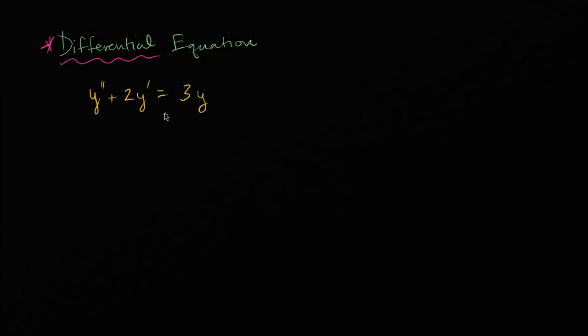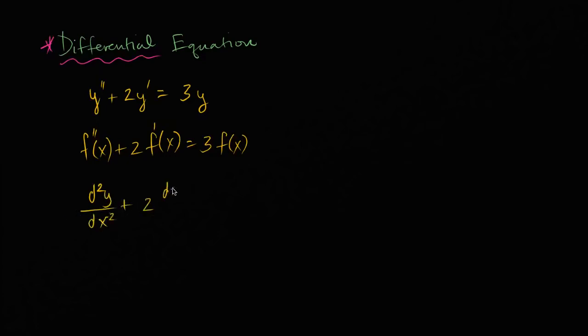Another way we could write it, if we said that y is a function of x, we could write this in function notation. We could write the second derivative of our function with respect to x plus 2 times the first derivative of our function is equal to 3 times our function. Or if we wanted to use the Leibniz notation, we could also write the second derivative of y with respect to x plus 2 times the first derivative of y with respect to x is equal to 3 times y.